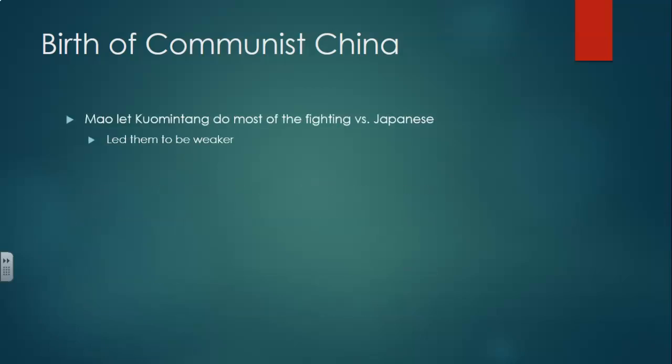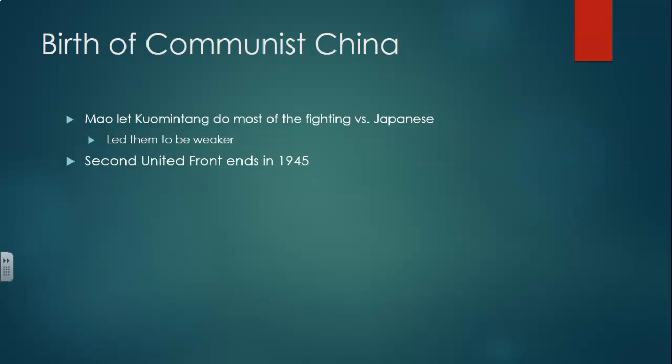Now, during this invasion, Mao is going to let the Kuomintang do pretty much all of the fighting versus the Japanese. He's just going to sit back. His fighters will assist if need be, but most of the fighting is going to be done not by the communists, but by the Kuomintang. Now, this is significant because it's going to allow them to be much weaker after the war. They do not have as many soldiers left because a number of them were killed by the Japanese.